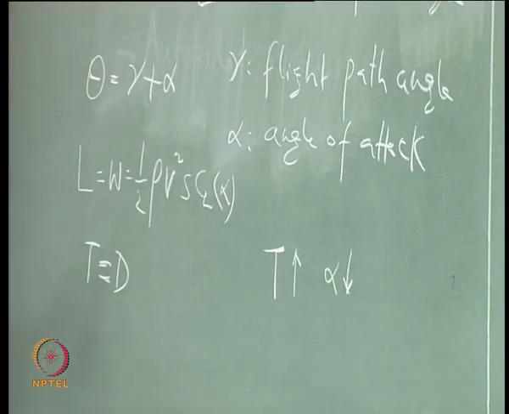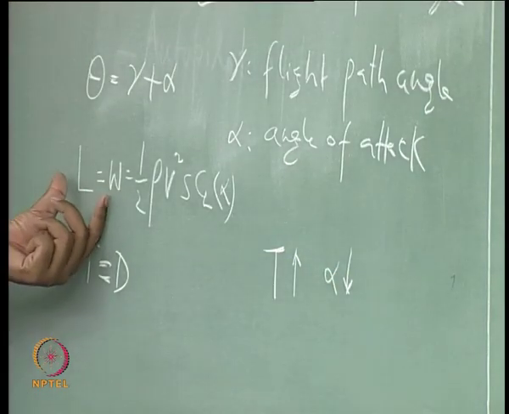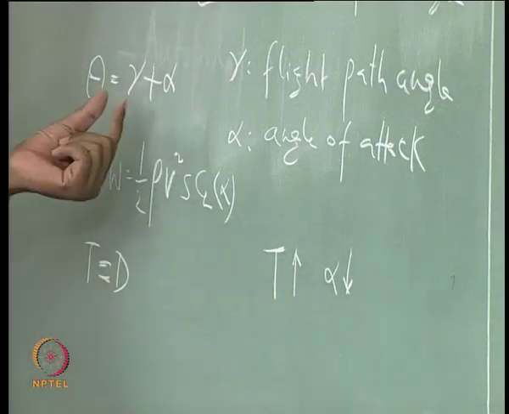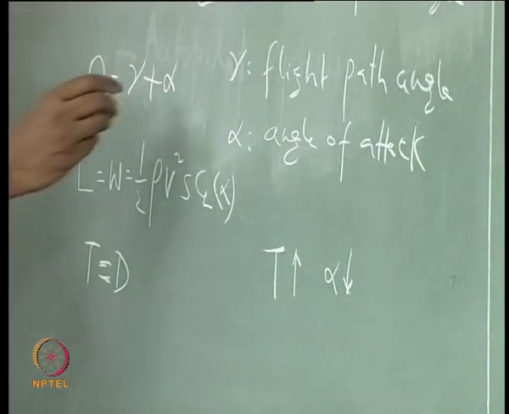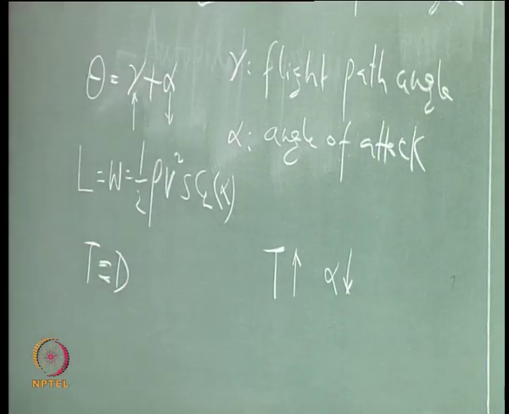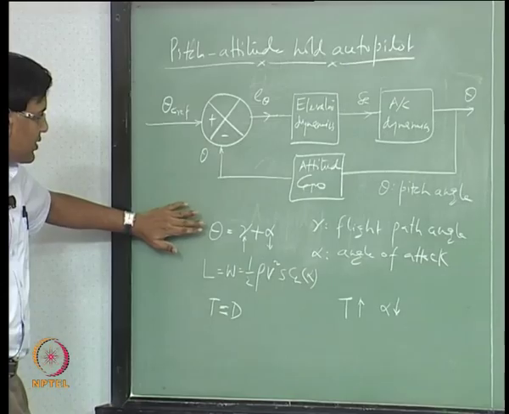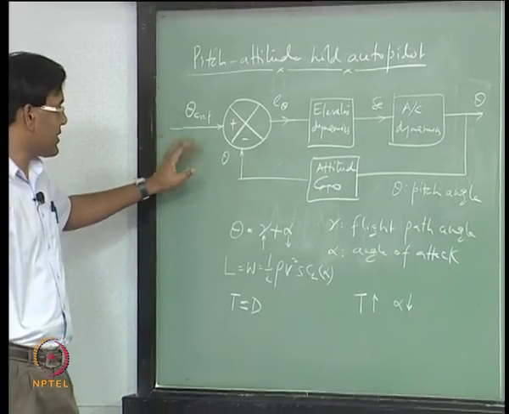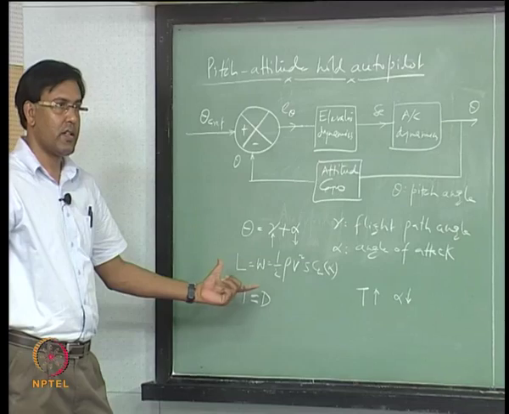this equilibrium, and when alpha goes down, so what happens is gamma has to go up. So, what happens, because we are trying to maintain the pitch at the reference condition, such a thing can happen.